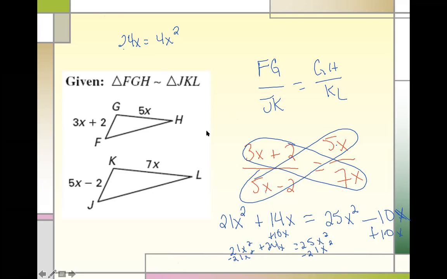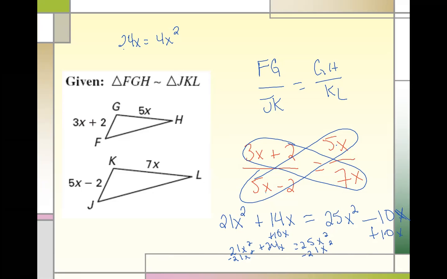I'm lost again. So we're at 24x equals 4x squared. So what do I have? What values do I have in both of those terms? Four, or I mean x. Yep, you have a 4 and you have an x in both of them. So that's right. So I can factor out 4x out of both of them.